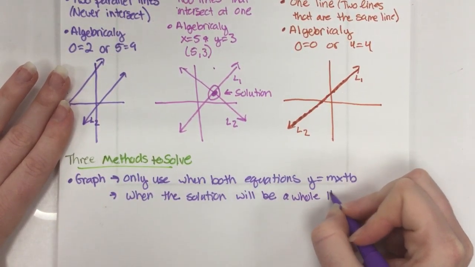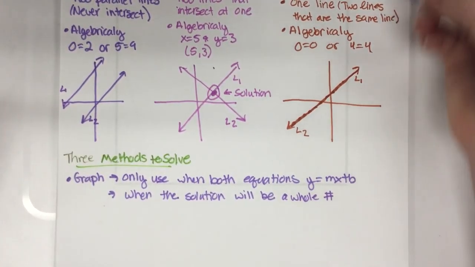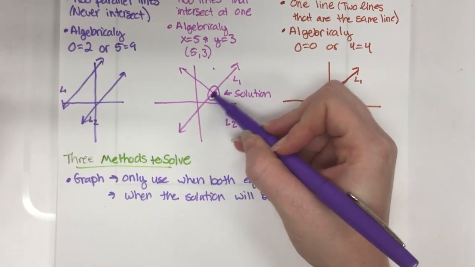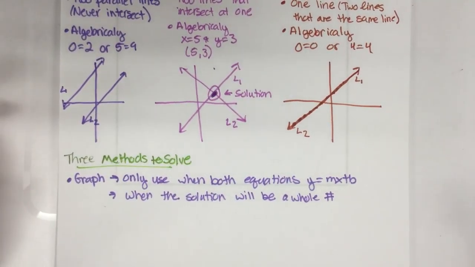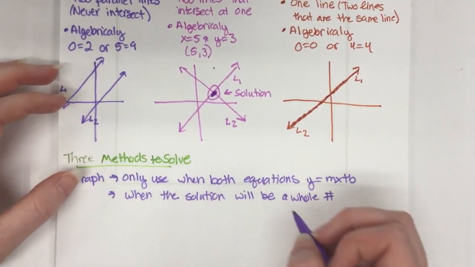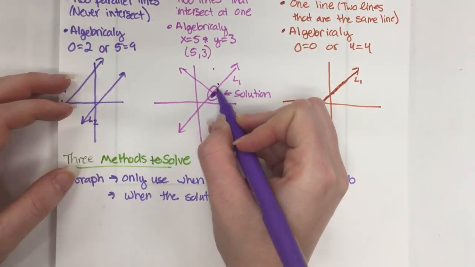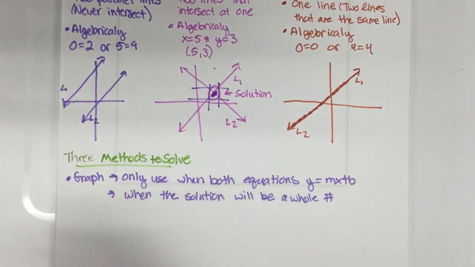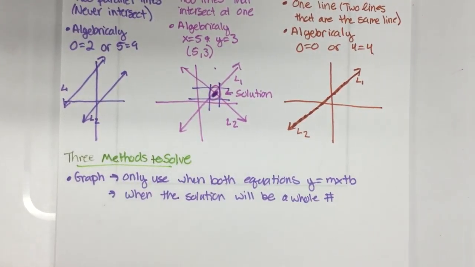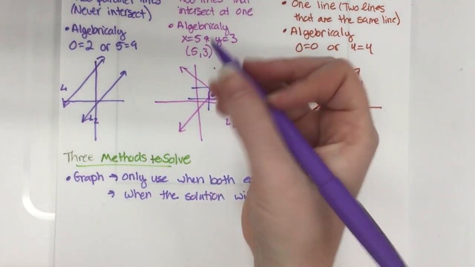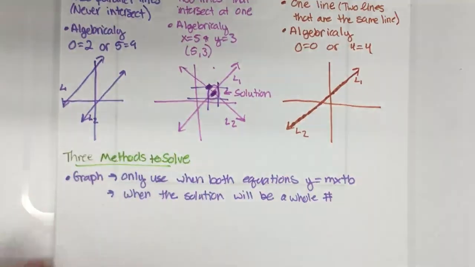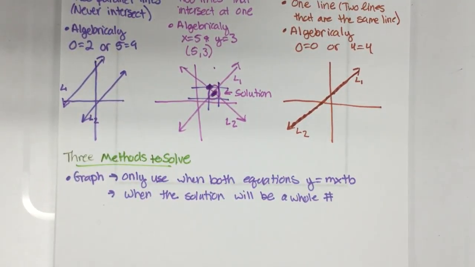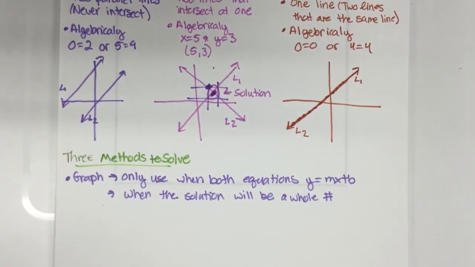The main reason I'm saying that is because if you try to calculate this intersection point on graph paper, and it comes in between the boxes, say like it's here and here, how do you know exactly where that point is? You can't tell unless it's on one of the coordinate grids, okay? And so that's why you usually want it to be a whole number. You have no idea whether it would be a whole number or not until you've solved it. So that's why graphing, you almost never do.